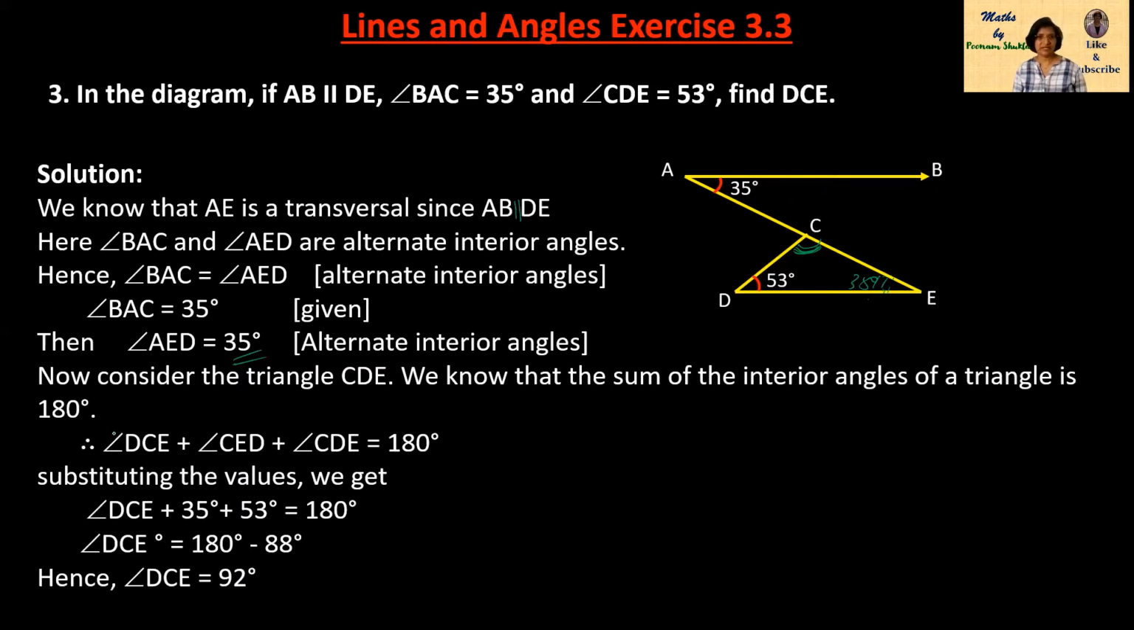Now consider triangle CDE. In CDE, we write angle DCE plus angle CED plus angle CDE equals 180 degrees. We put in the values of these two angles, 35 and 53. The sum of these two angles is 88, and subtracting this 88 from 180, we get this angle as 92 degrees.